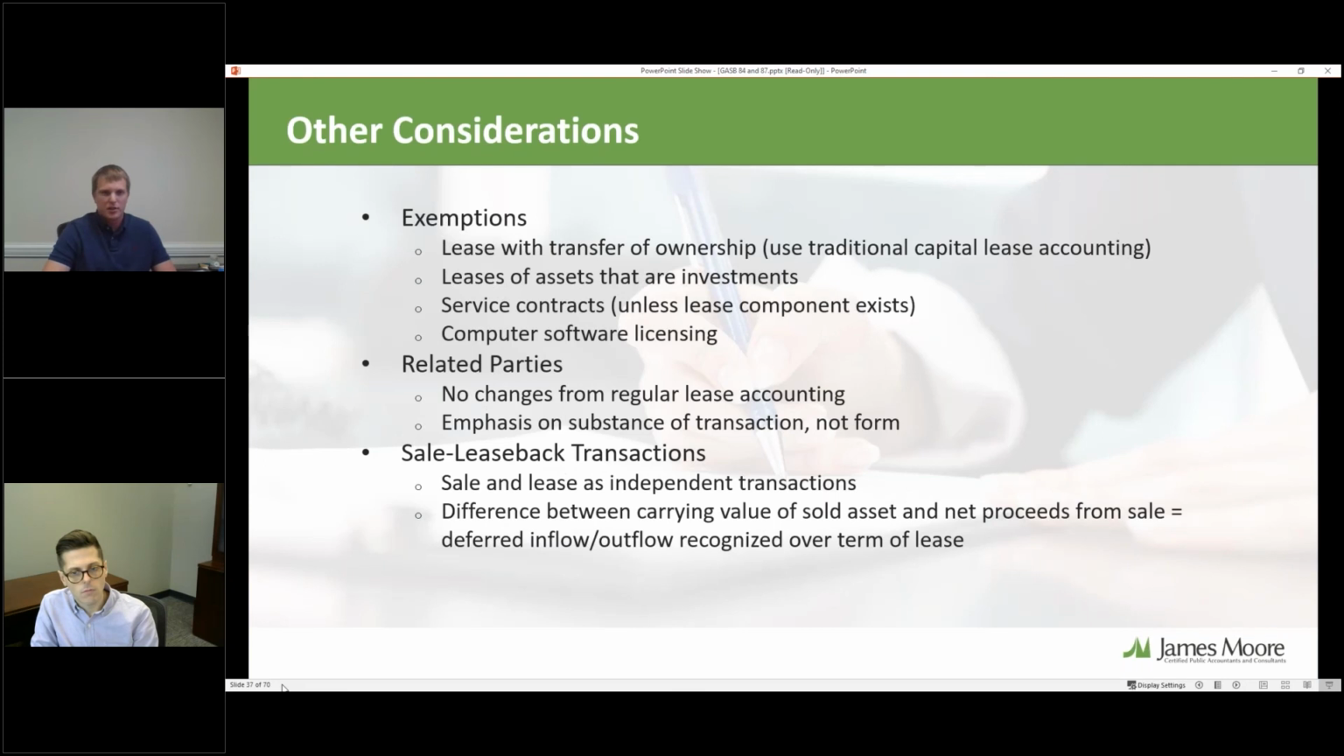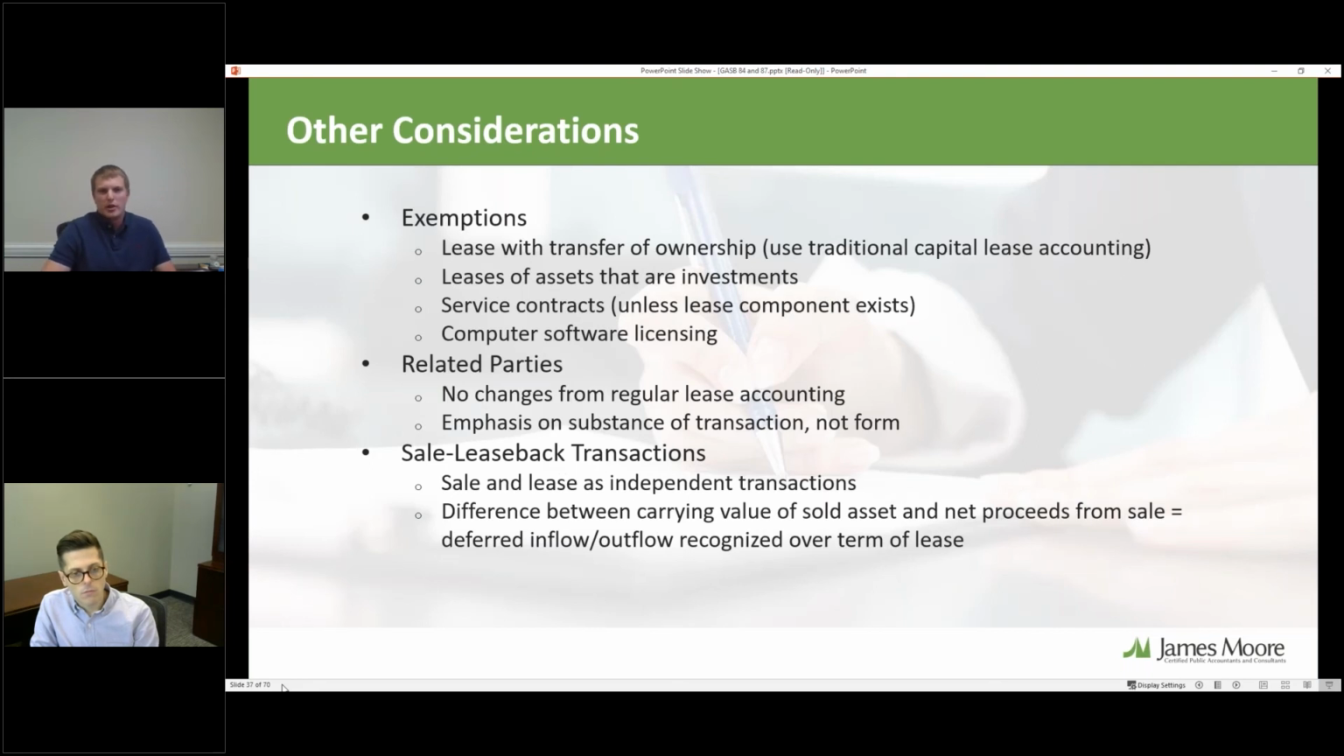So some more considerations, some specific exemptions. If it's a lease with a transfer of ownership, that's going to be exempt from GASB 87, and you're going to use traditional capital lease accounting. Any leases of assets or investments, that's going to be excluded from GASB 87. Service contracts, we talked about that, that's going to be treated separately. Also, computer software licensing, that's been explicitly excluded under GASB 87 as well.